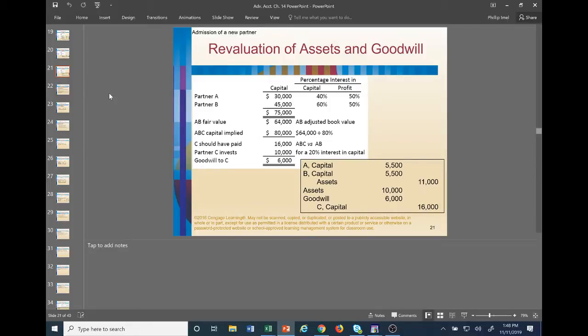So the difference between what should have been paid, $16,000, and the amount actually paid, $10,000, represents the goodwill traceable to the incoming partner. So the entry to record C's investment would be a debit to assets of $10,000, a debit to goodwill for $6,000, and a credit to the capital account of partner C for $16,000.